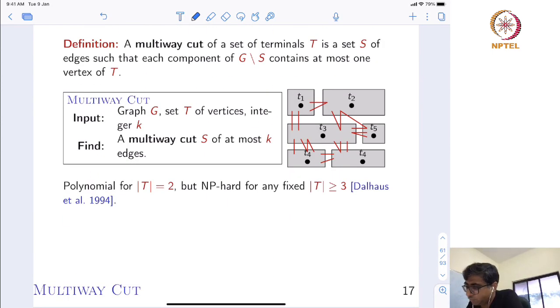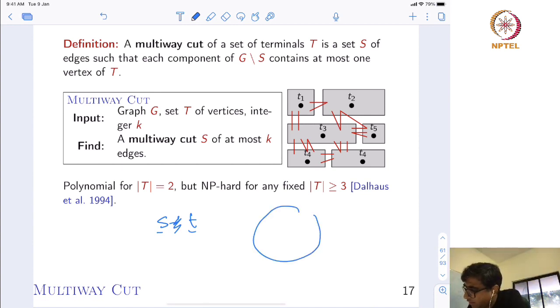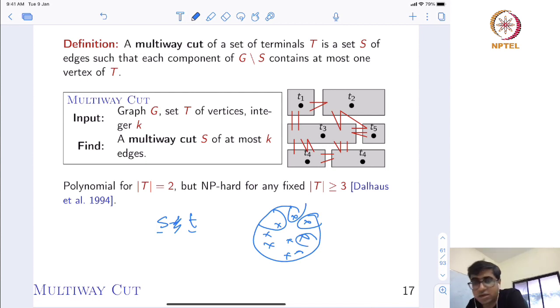The first problem we are going to talk about is multi-way cut. So what is a multi-way cut? A multi-way cut of a set of terminals T is a set S of edges such that each component of G minus S contains at most one vertex of T. An ST cut is where you want to delete the minimum number of edges so that S and T are in different components. But now we do not have one terminal, we have a set of terminals, and our objective is to delete at most k edges so that every terminal is in a separate component. It means we have disconnected the path between every pair Ti, Tj in T.